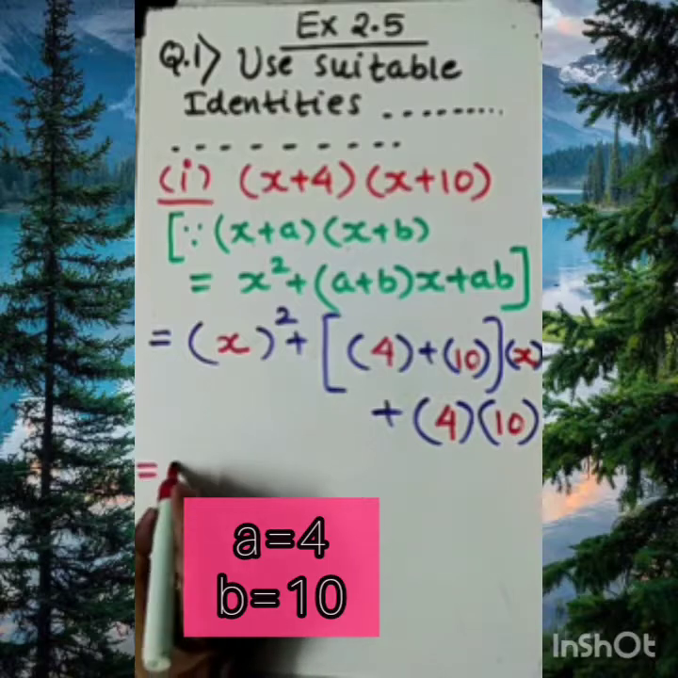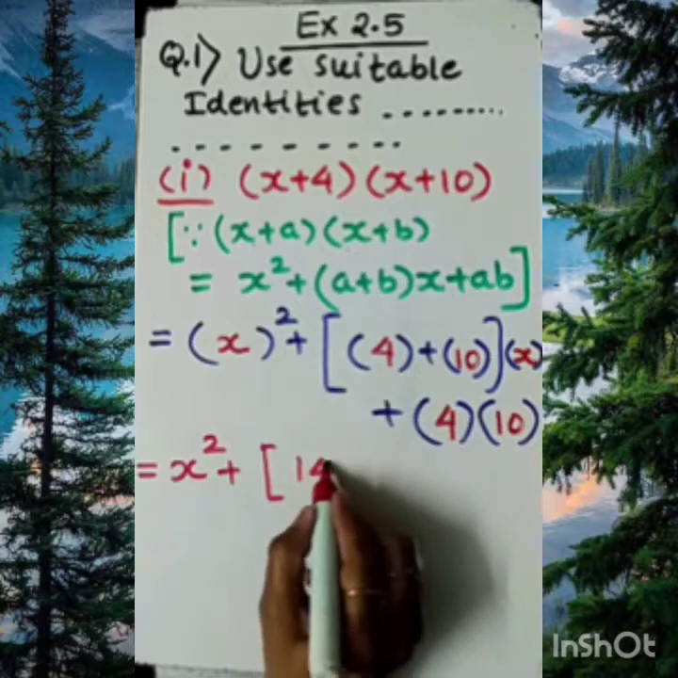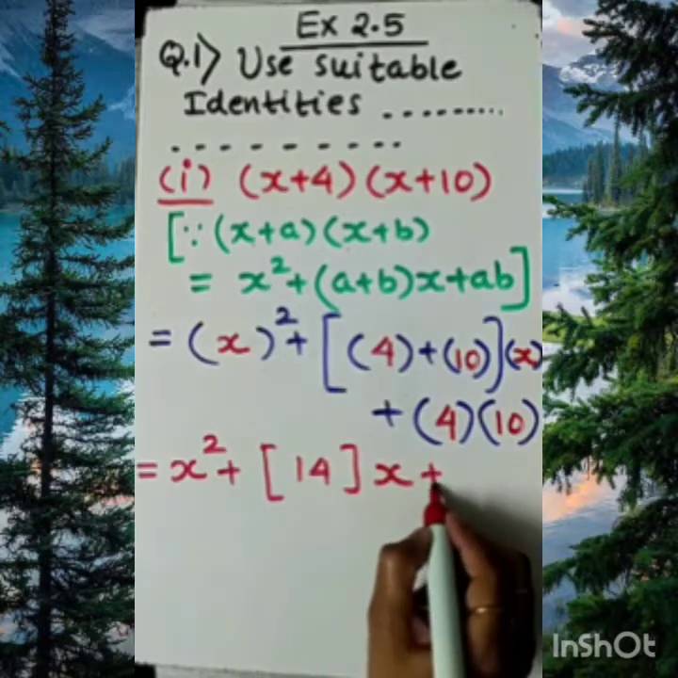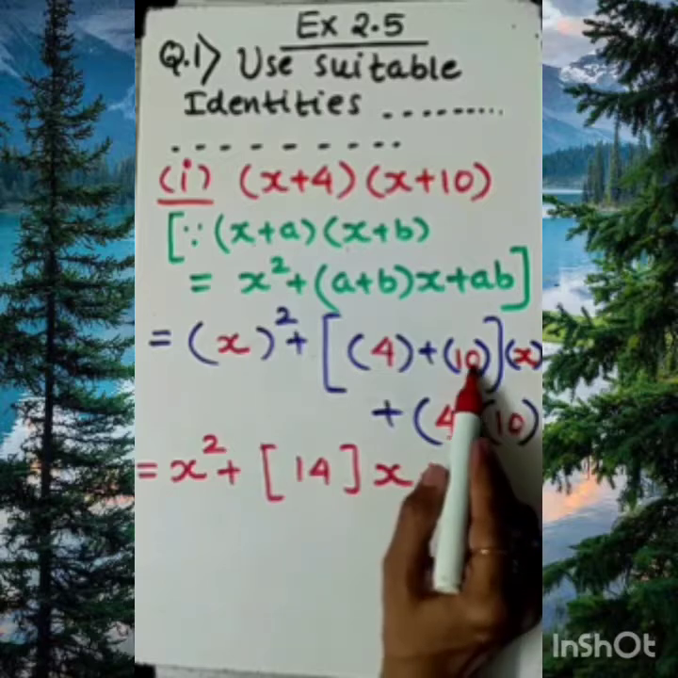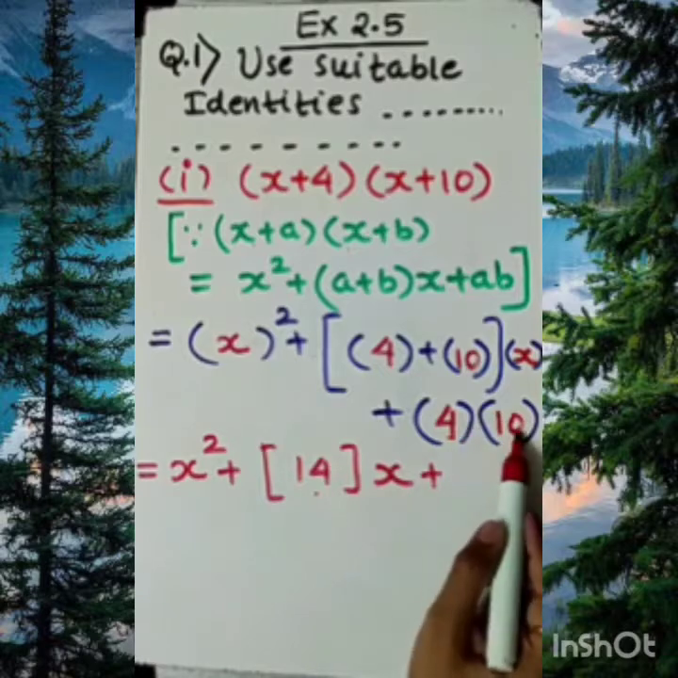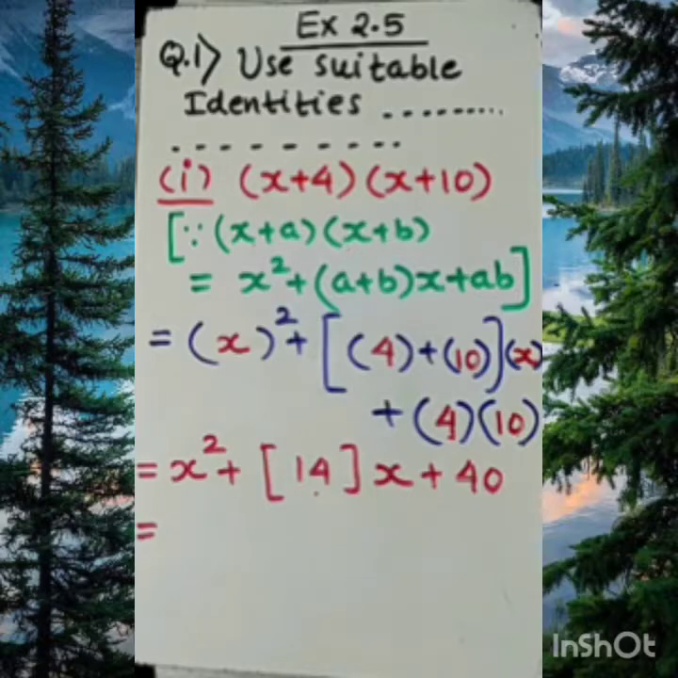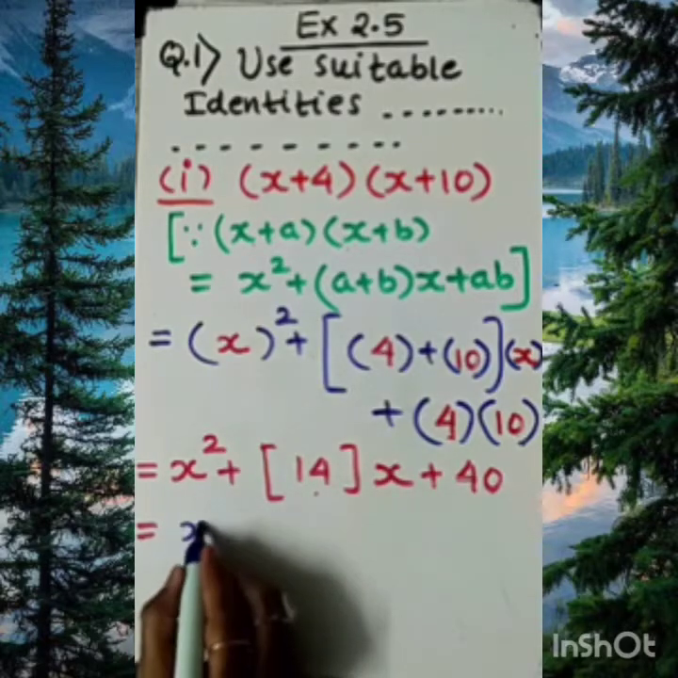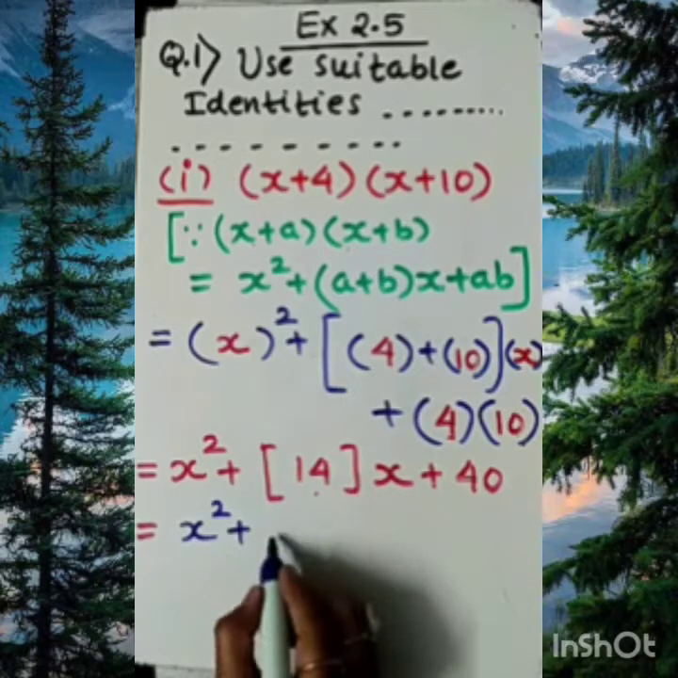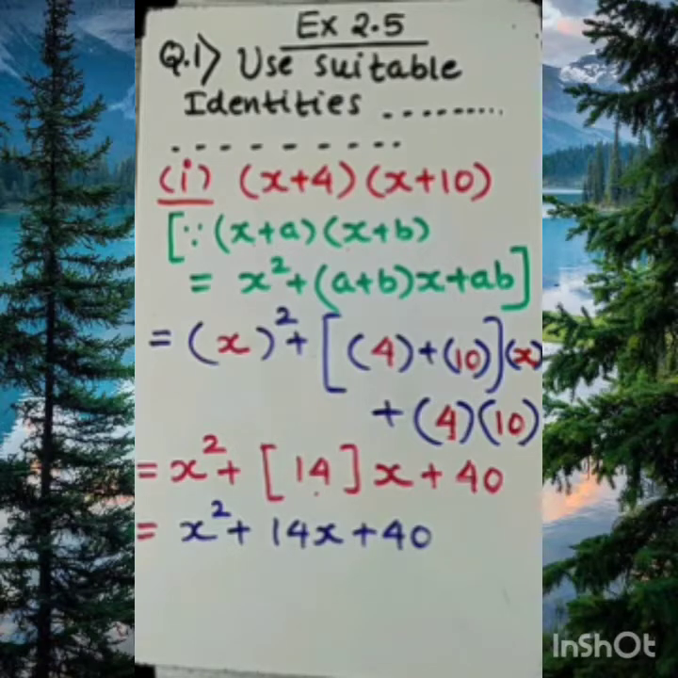Let's simplify. So it will be x square plus (10 plus 4 is 14) x outside the bracket, and of course 10 into 4, the product is 40. So the final answer we need to mention is x square plus 14x plus 40, right? This is our complete solution of question one when we apply the useful identity. Okay, let's work out the second.